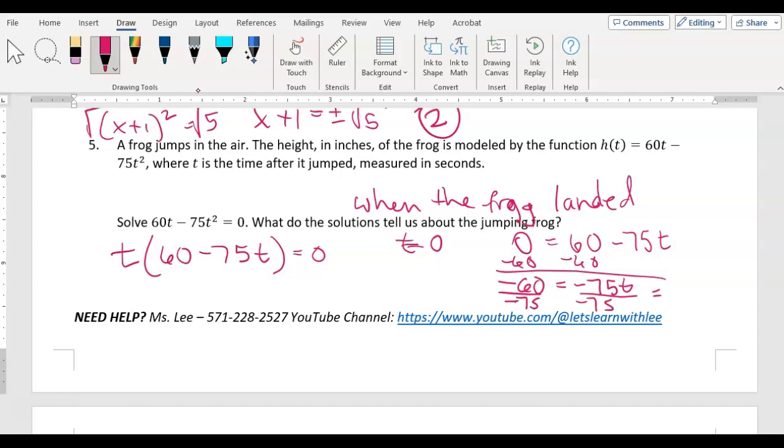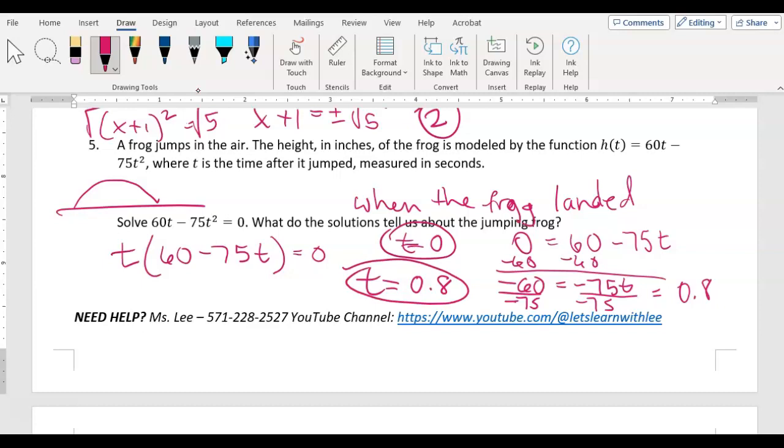And we will get a very small decimal of 60 divided by 75, which is 0.8. So the frog is on the ground at 0 seconds. That makes sense because he starts on the ground and then he jumps up and comes back down. And he's a little froggy, so he's only going to be in the air for 0.8 seconds.